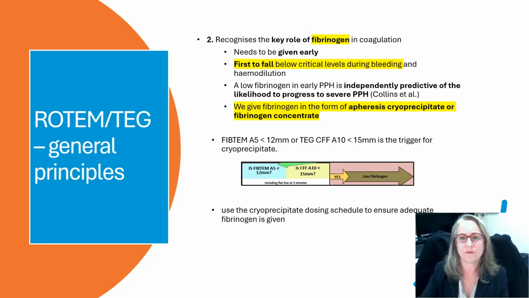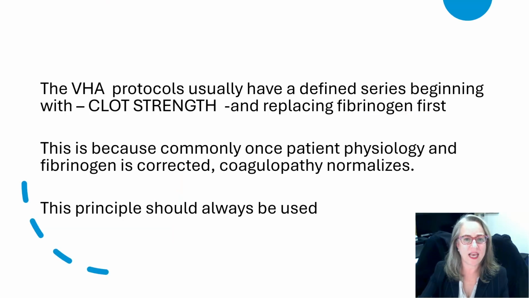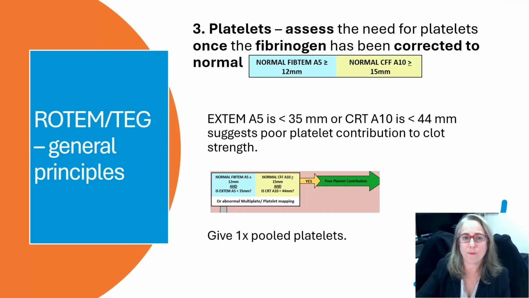These are the numbers, and we use the dosage schedule. VHA protocols usually have a defined series, and we start with clot strength. This is because we know that clot strength is the most important thing. So even though sometimes you might be presented with how fast does it start clotting time first, it's the clot strength that you are looking at first. And that is really important, because commonly once the patient physiology of the fibrinogen is fixed, everything else gets better. We don't need to be giving other products such as these ones.